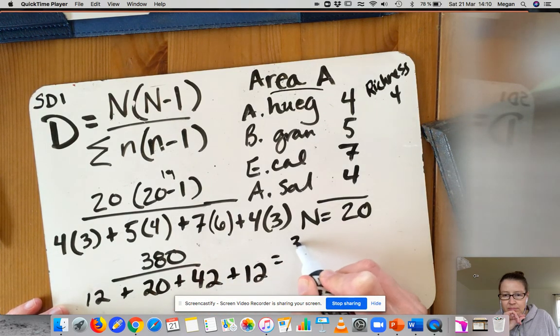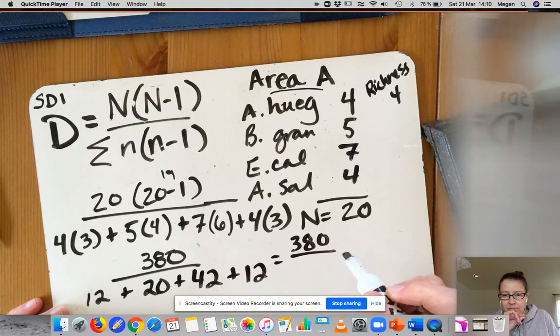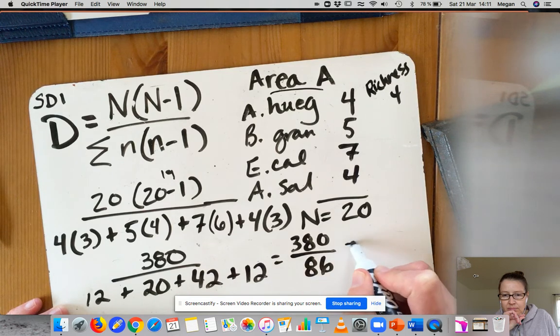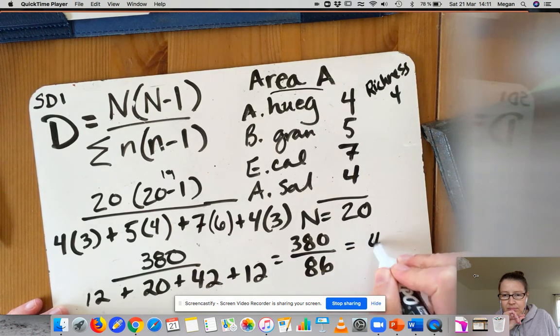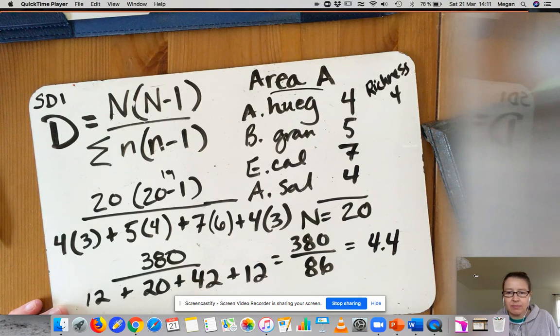So that equals 380 divided by 86, if I add all these together. And 380 divided by 86 is about 4.4. Okay?